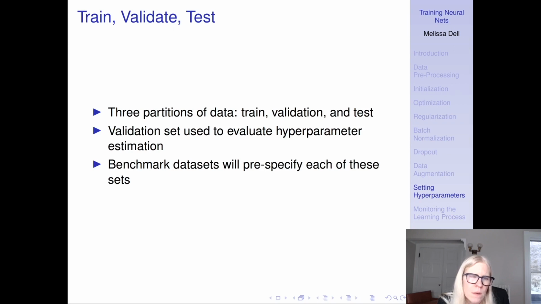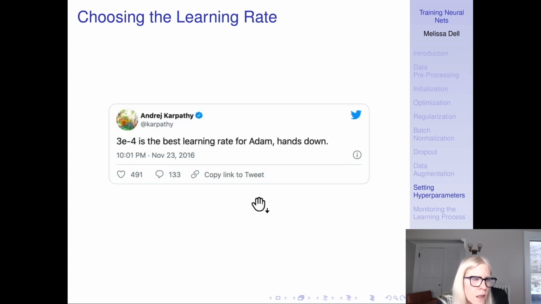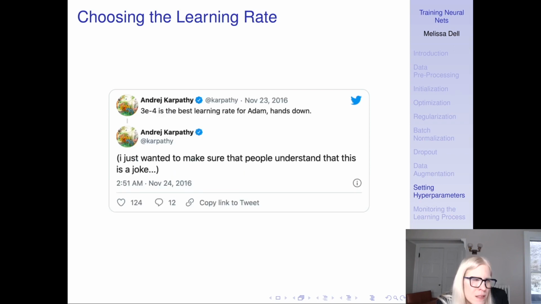If you're training a model, you'll need to have three partitions of your data: train, validation, and test. The validation set is used to evaluate hyperparameter choices, whereas you only use your test data for reporting results. If you're using an existing benchmark, it will pre-specify each of these sets. You'll need to cross-validate across hyperparameters, and generally the most important hyperparameter is the learning rate, along with the architecture itself. And so you see here this tweet, which is meant to be a joke because there is no best learning rate.